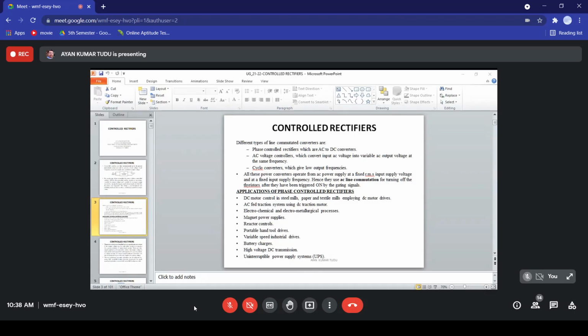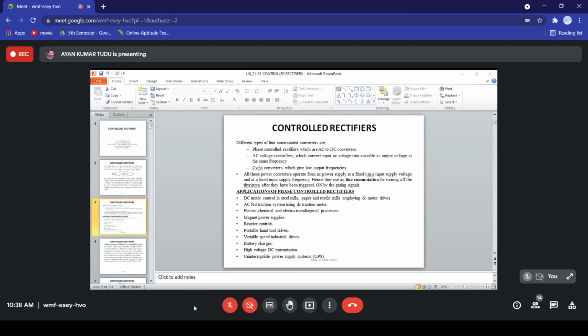As you can see, all these power converters operate from an AC power supply at a fixed RMS input supply voltage and a fixed input supply frequency. That is understandable. If the frequency varies, then obviously the output frequency will also be changing. Okay, but they use AC line commutation. What do you mean by that?